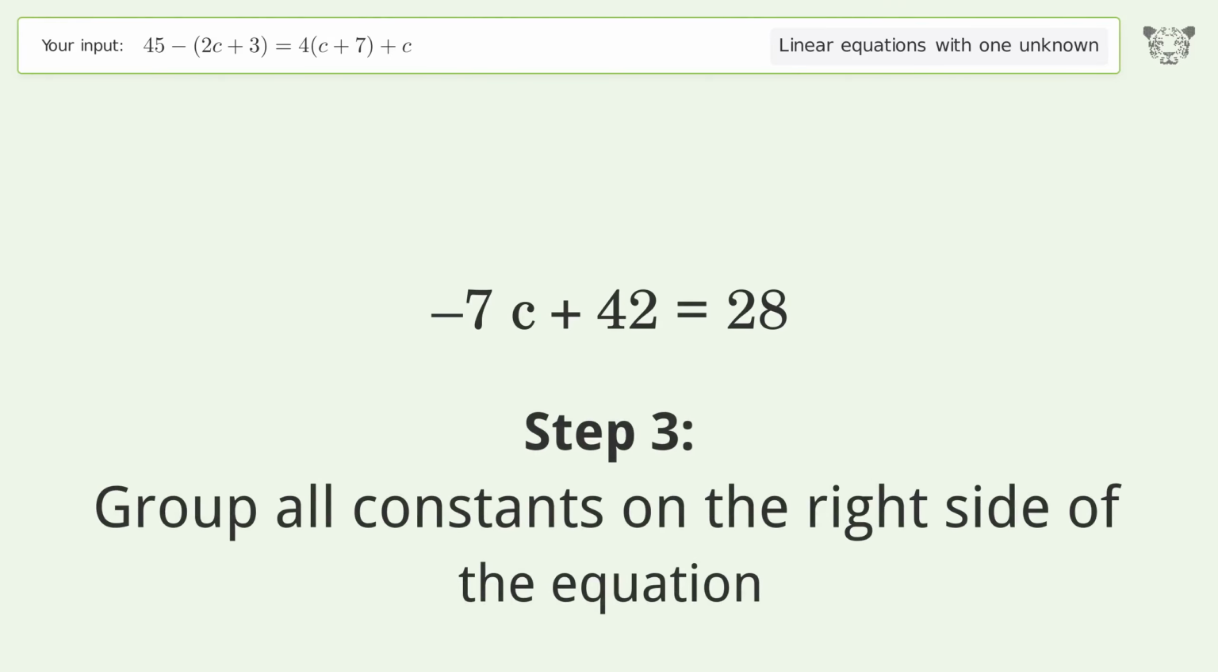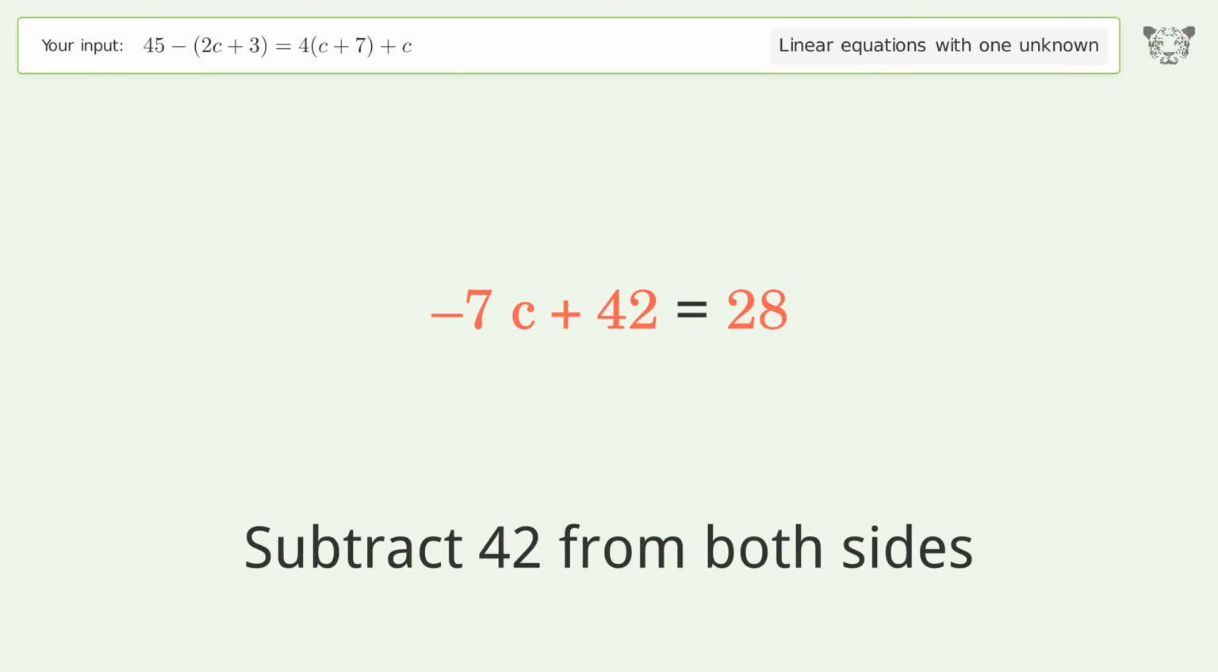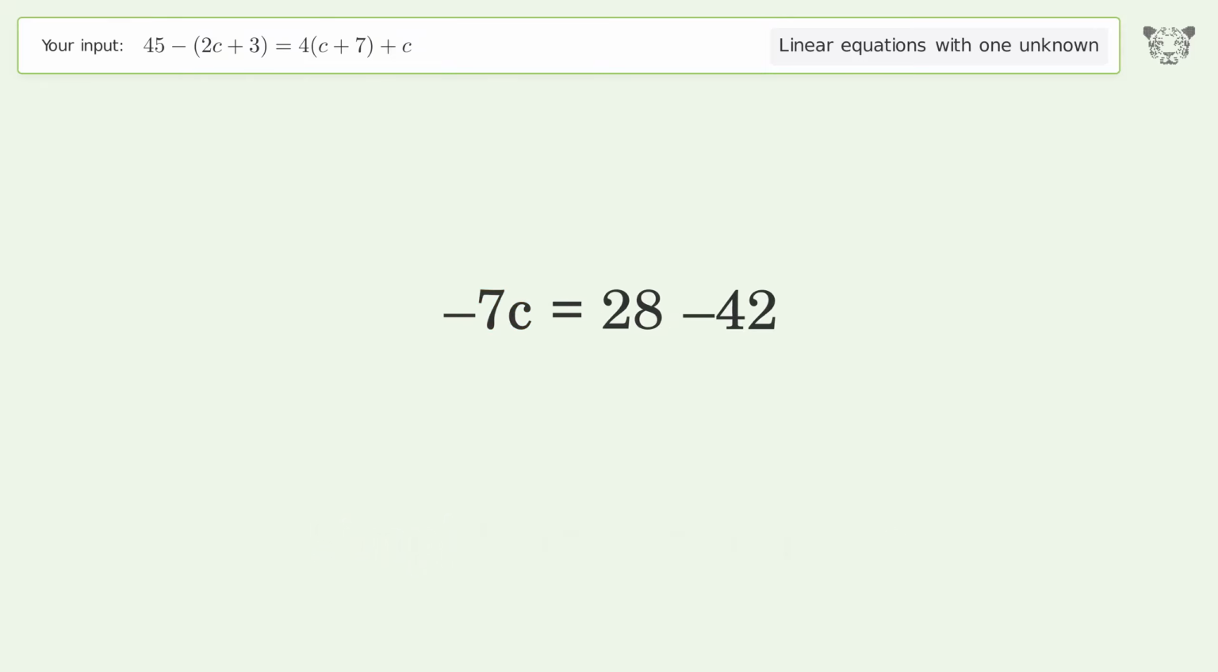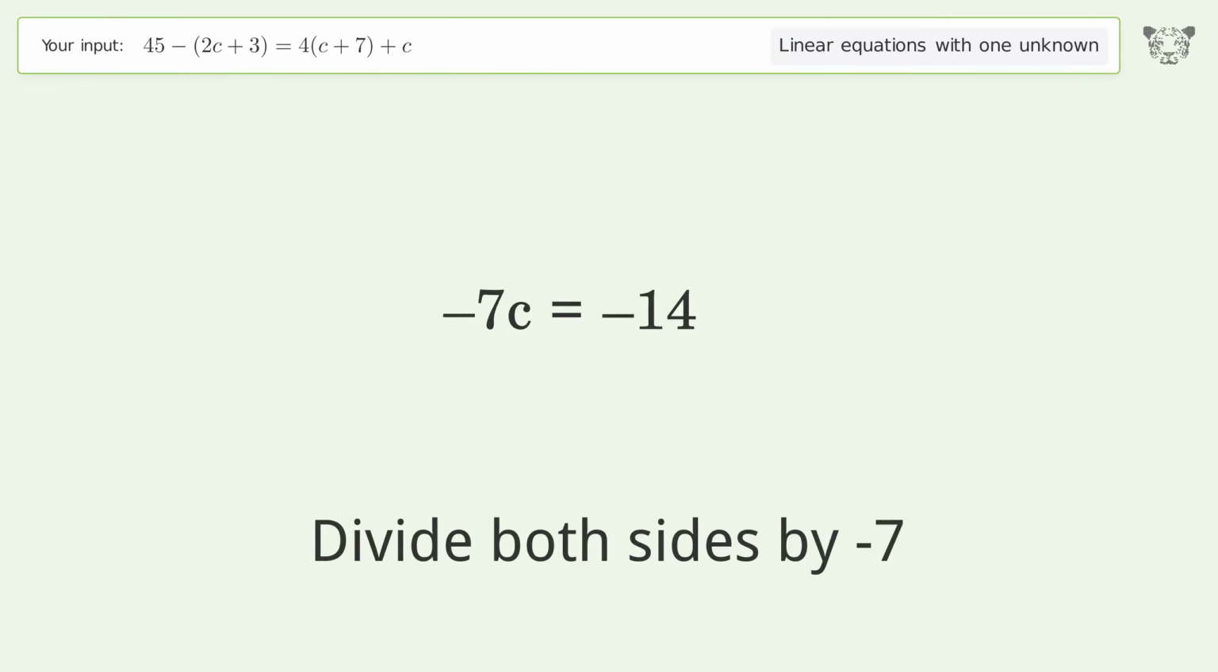Group all constants on the right side of the equation. Subtract 42 from both sides. Simplify the arithmetic. Isolate the c. Divide both sides by -7.